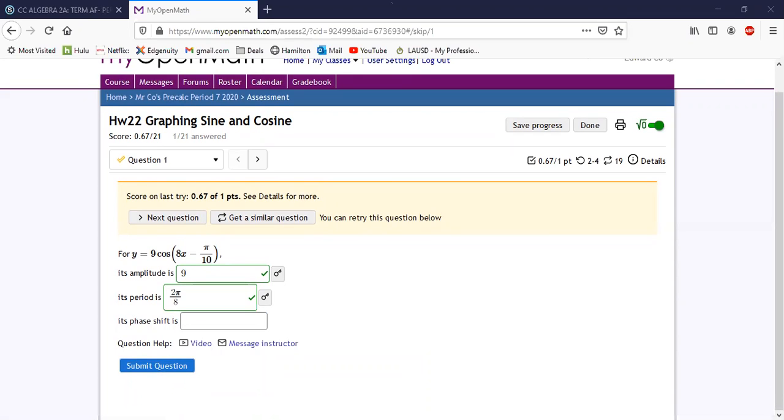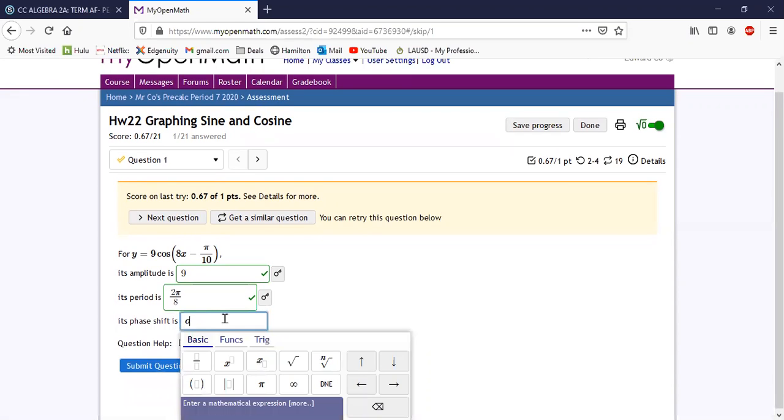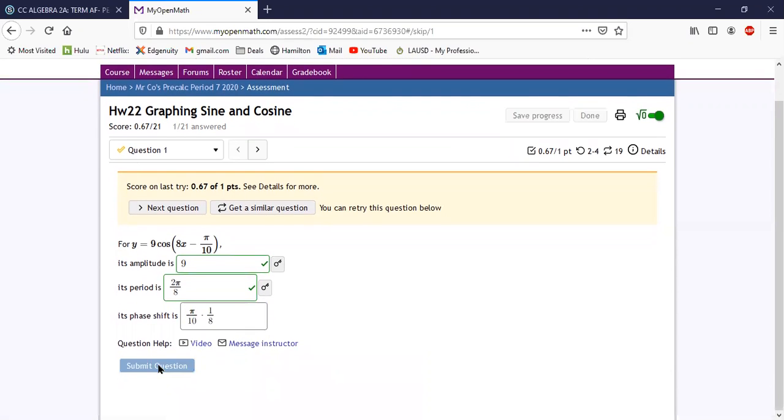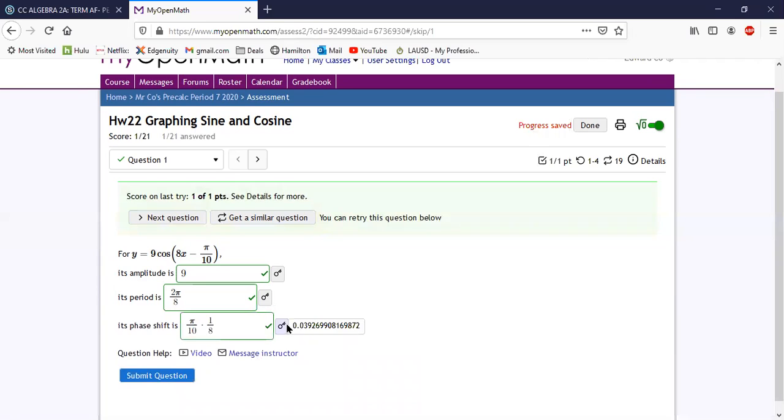So it's going to be pi. I'll write this out so you guys can see it. It's pi over 10, and we're going to multiply this by 1 over 8. Okay, and that's the answer. Yeah! Of course they wrote it as a decimal, but if I write it as a fraction, we're still good.